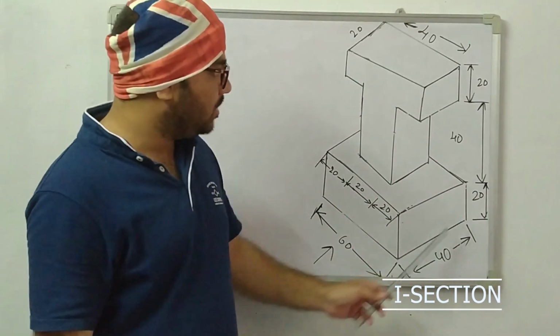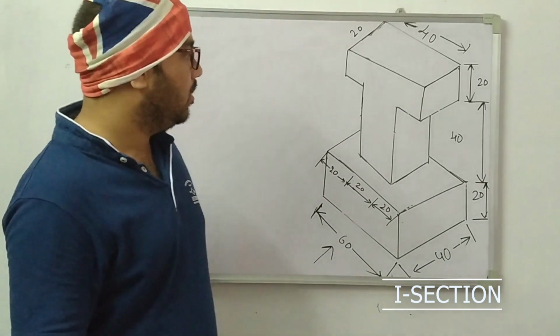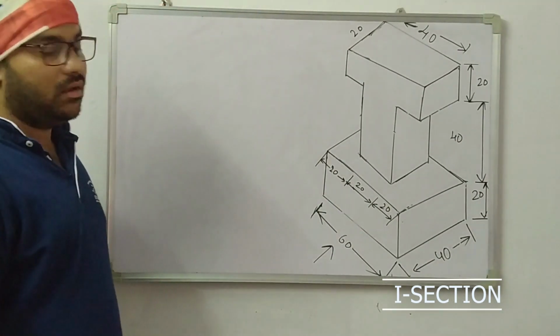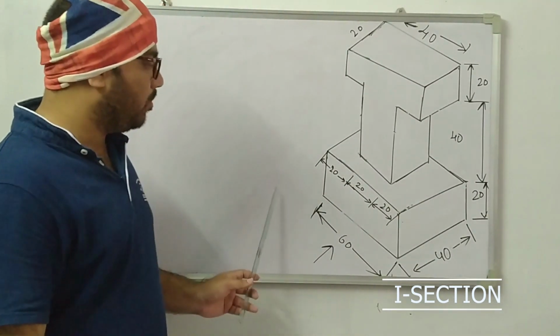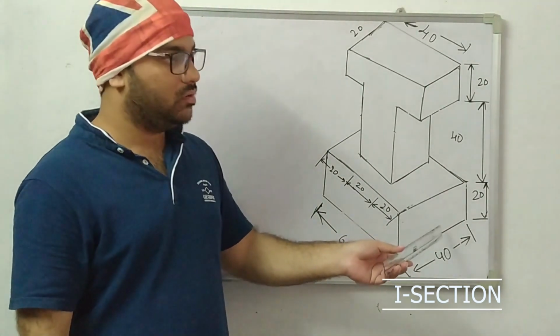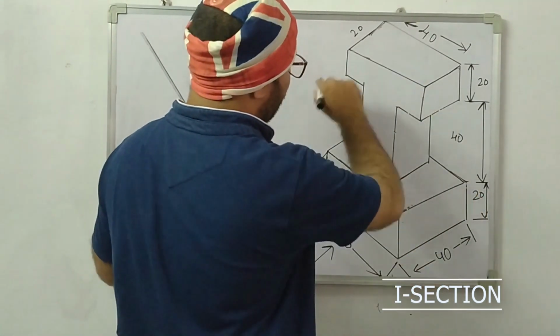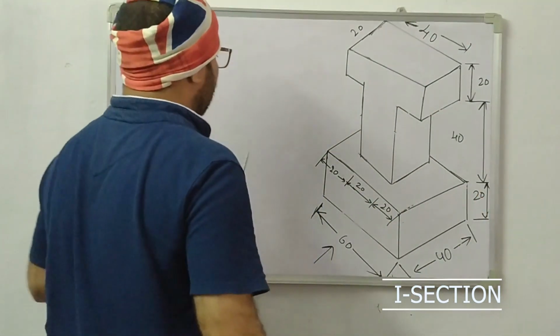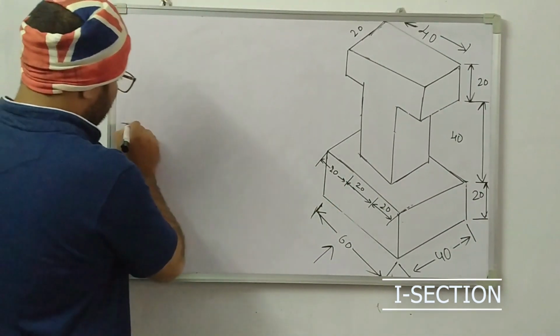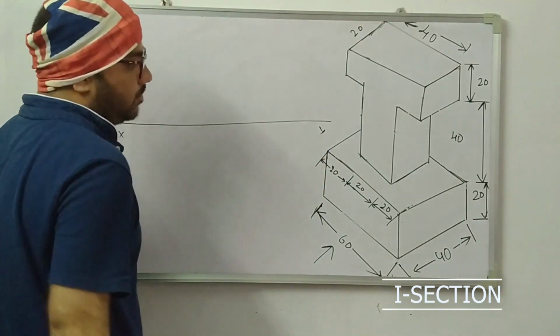Now the total length is mentioned as 40, and the total width is mentioned as 40. We are going to construct first the front view, then the top view, then the side view. The side view we are watching from this side, the right side, so it will fall on the left plane. So draw the reference line first. Reference line XY. Next.